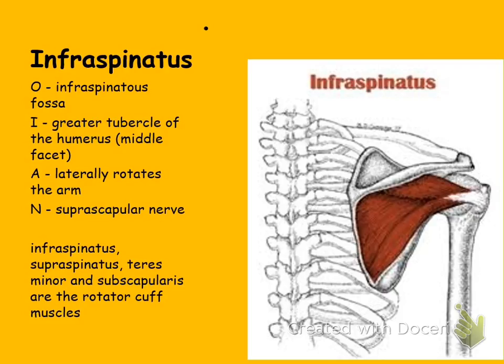There's 4 of them. SITS is the way to remember those. Supraspinatus, infraspinatus is the I, T is teres minor, and subscapularis is the S. SITS muscles, all 4 of them.